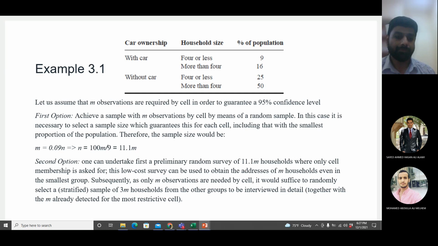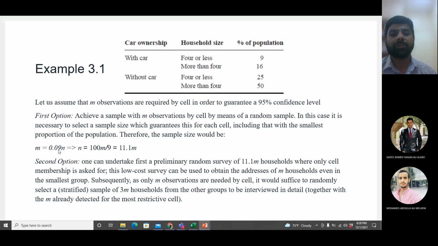Now try to understand the assumption behind it. The assumption is that these percentages are true, they are accurate. So the actual population does have 9% from the first category, 16% from the second category, and so on. And the second assumption is that you did collect the samples randomly. So if you collected the samples randomly, then 9% of n should belong to the first category.